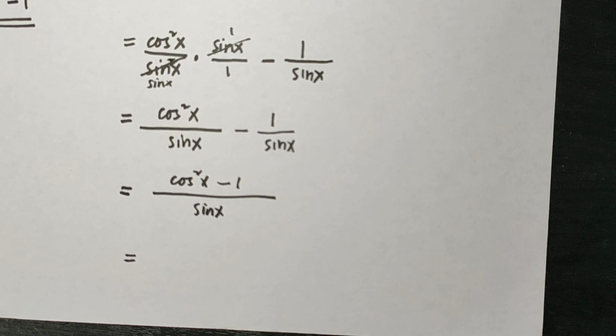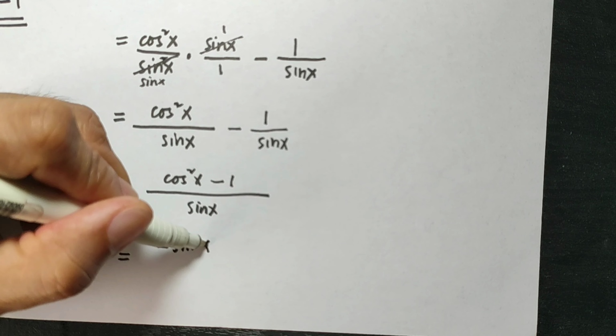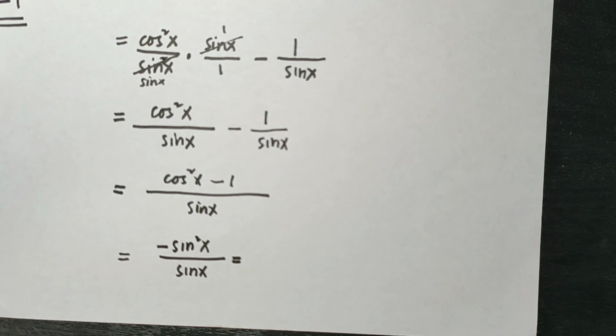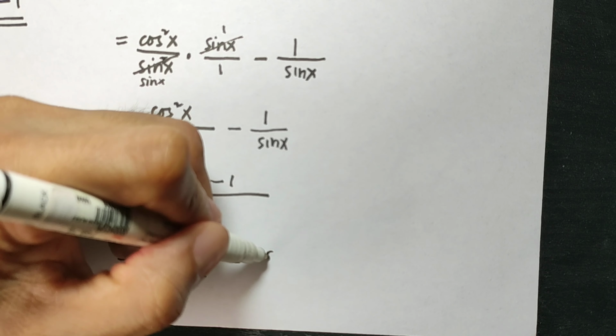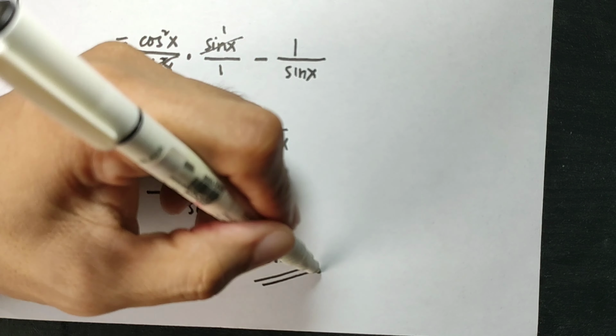Okay, so the value of cosine square x minus 1 is the negative sine square of x. So let us substitute it in here. So this is negative sine square x over sine x. Simplifying this, it will give us negative sine x. Okay, so this is the answer.